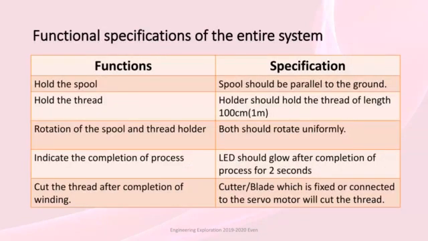Functional specification of the entire system. Hold the spool. Spool should be parallel to the ground. Hold the thread. Holder should hold the thread of length 1 meter. Rotation of the spool and thread holder. Both should rotate uniformly. Indicate the completion of process. LED should glow after completion of process for 2 seconds. Cut the thread after completion of winding. Cutter or blade which is fixed to the servo motor will cut the thread.